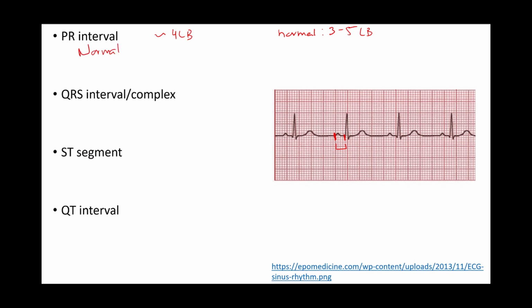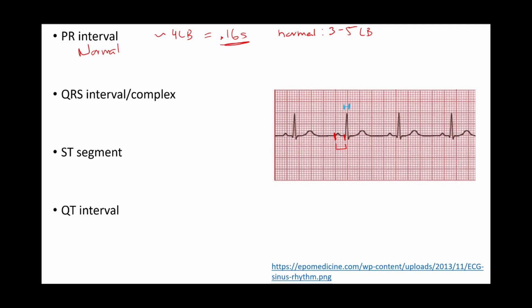You can go ahead and calculate the duration out too. So if you have 4 little boxes and each little box is 0.04 seconds, this would end up being equal to about 0.16 seconds. Now let's look at the QRS complex, or the QRS interval. Remember that the QRS complex contains everything from the beginning of the QRS complex to the end of the QRS complex.